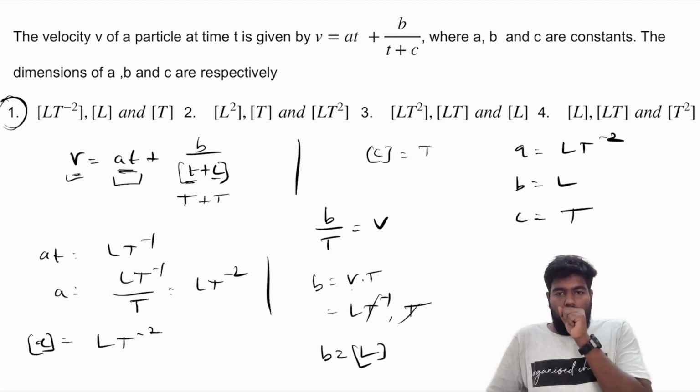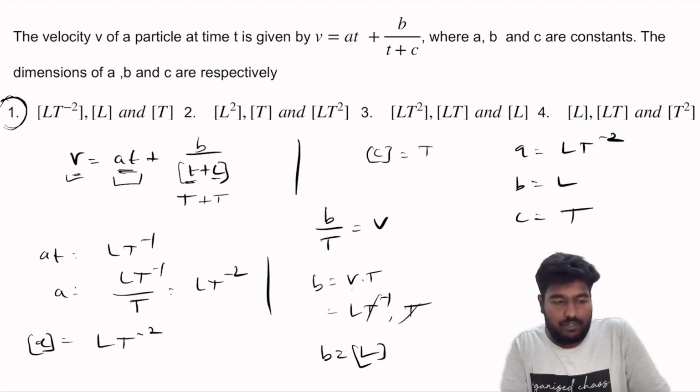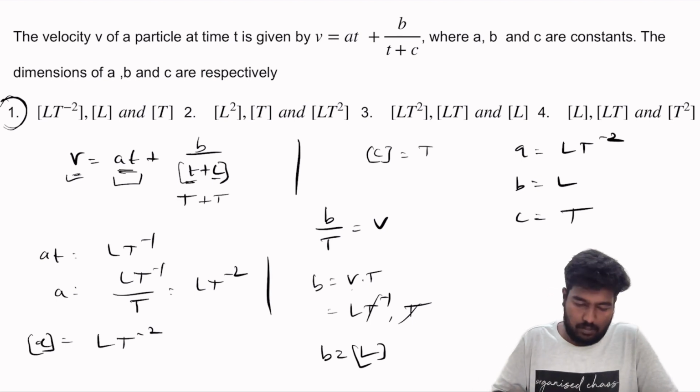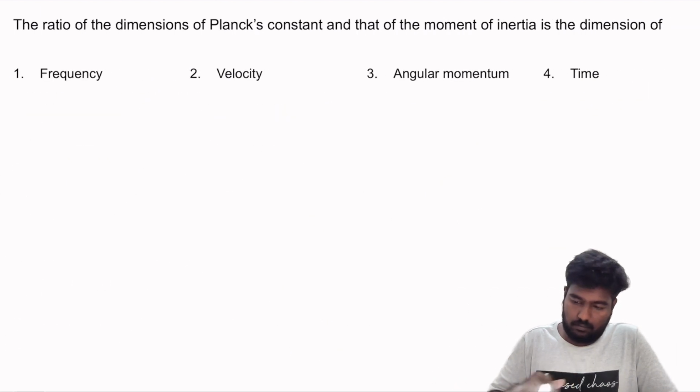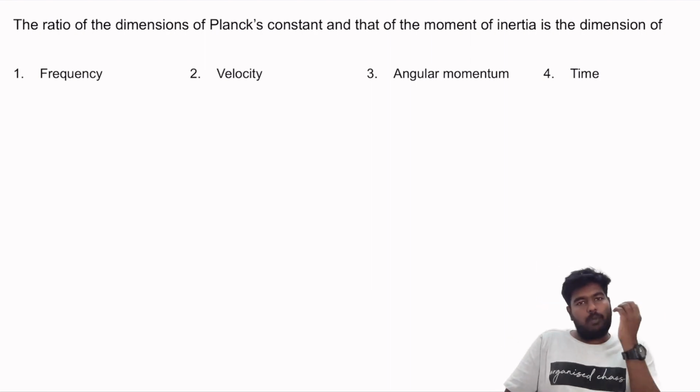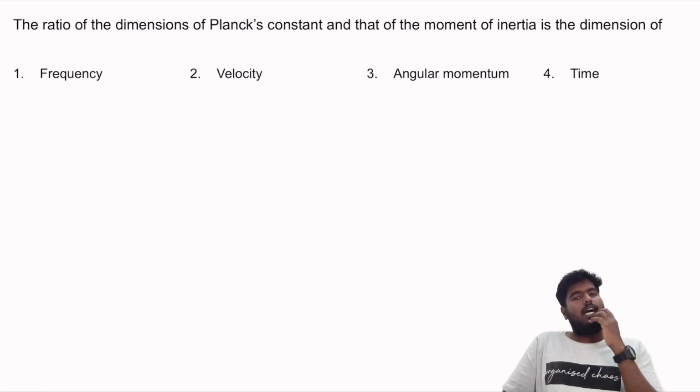Okay, one nice question using the homogeneity. Okay, let's move to the next question. The ratio of dimensions of Planck constant and the moment of inertia has a dimension of. Okay. We can derive the dimensions from the units also.